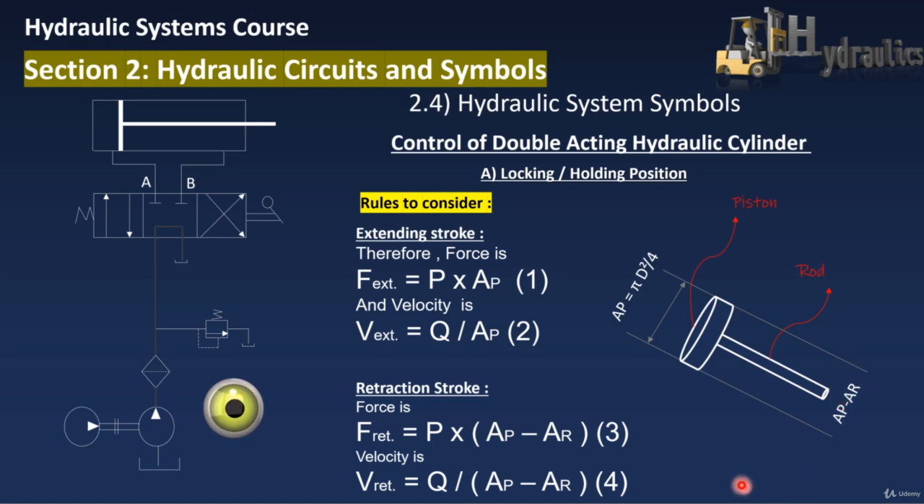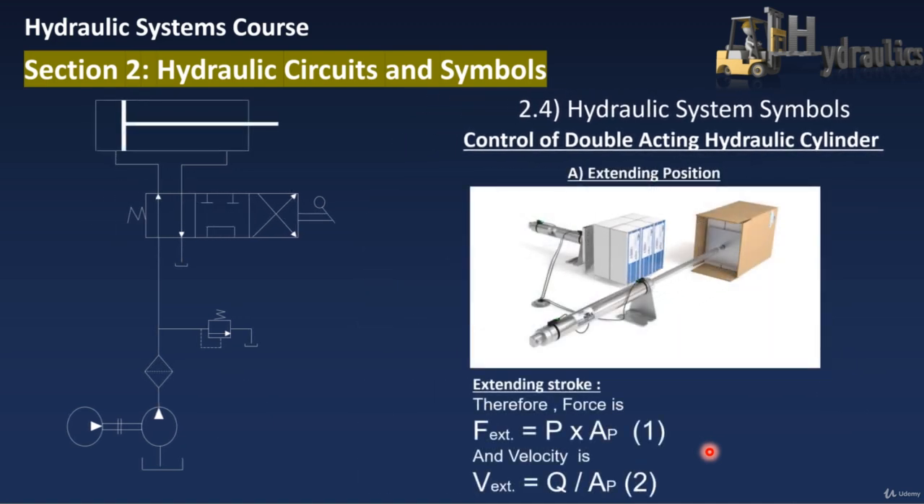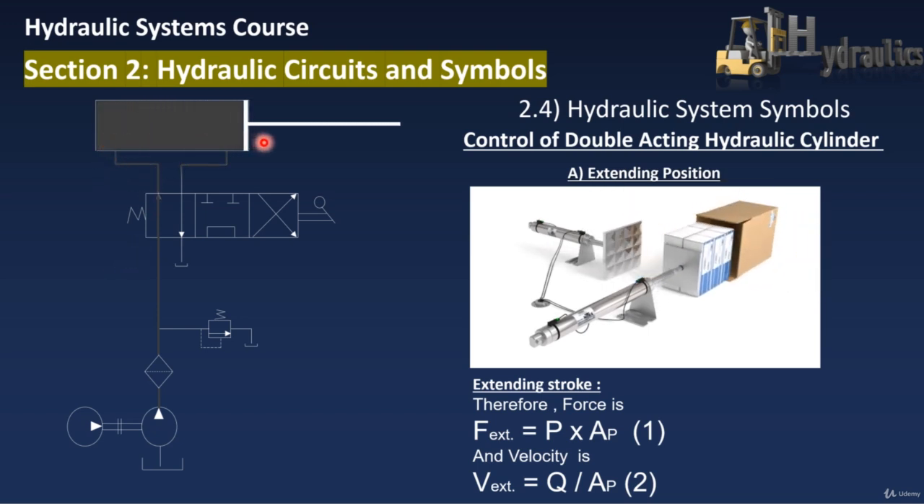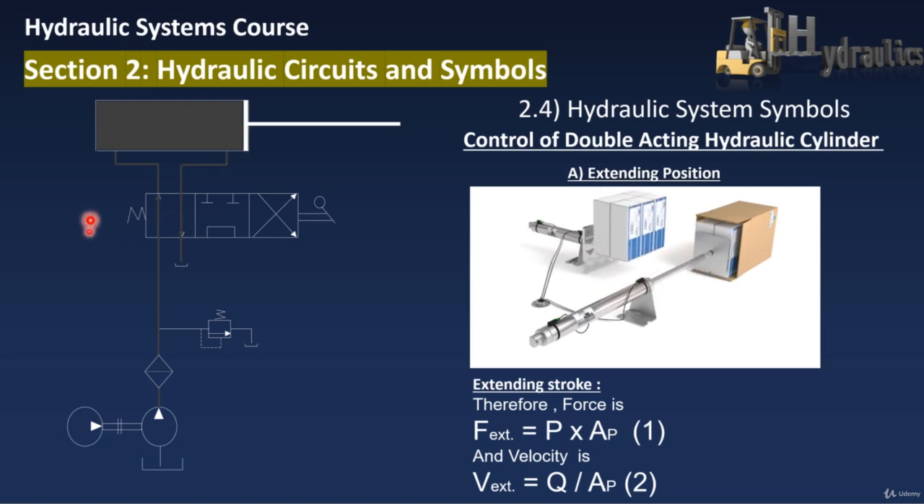Now let's see when the valve is shifted to another position. Observe the hydraulic oil coming from the pump. The hydraulic oil is moving to port A, and then leads the piston to have a stroke in extension mode, and the remaining fluid will be drained back to the tank. To calculate this force and the velocity, we use the same equations as for the extension stroke.